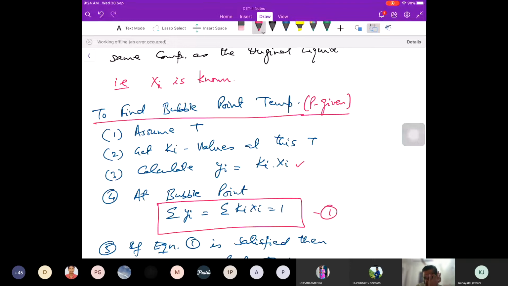Then from the DePriester charts, we can find for that temperature and for that pressure the K values of each component. Once you know the K values, you can find out Yi is equal to Ki into Xi. And then we test whether summation of Yi, or Y1 plus Y2 if it is a binary system, is equal to 1. If it is not, then we again assume a new temperature till we get equation 1 satisfied.